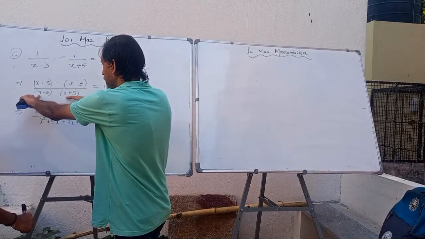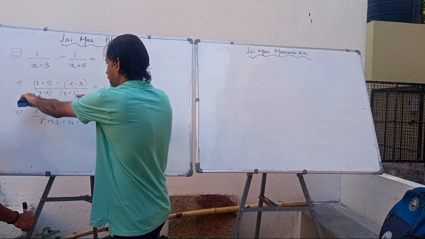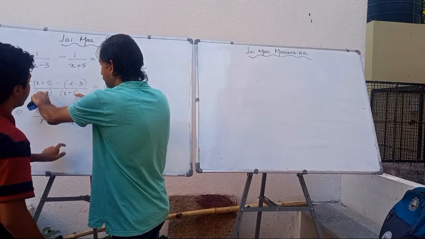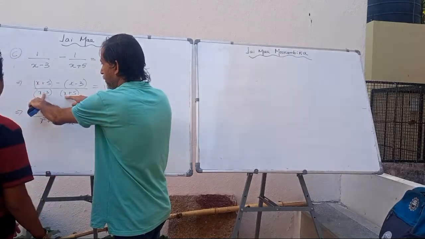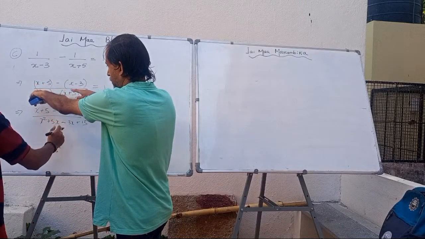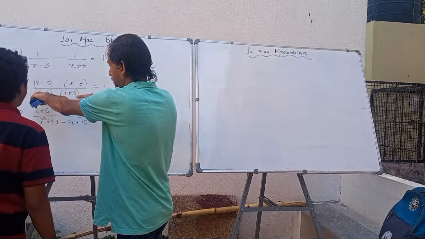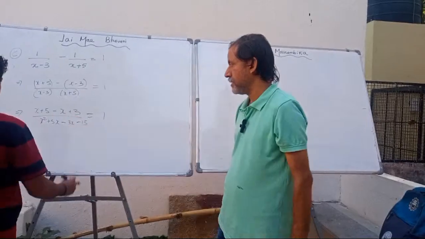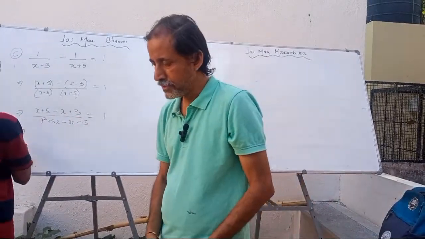You tell me, what is this? X square. Plus 5x. Tell me the sign. After that sign, minus 3x. Then minus 50. That's all. See, this is the technique. You don't have to worry. If you do this, you'll know it.